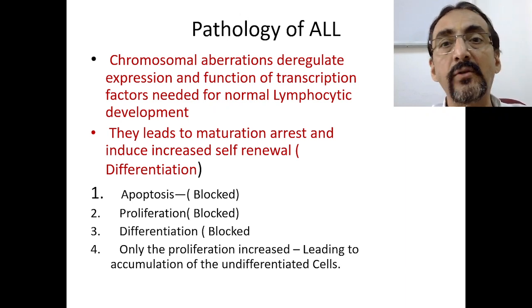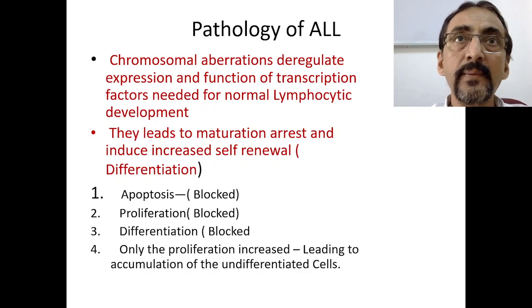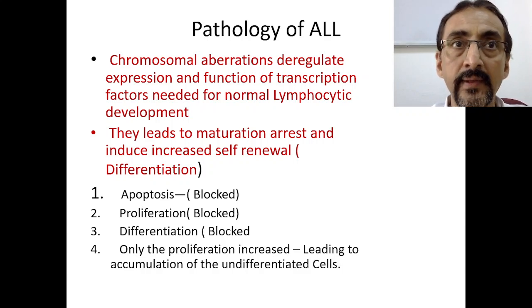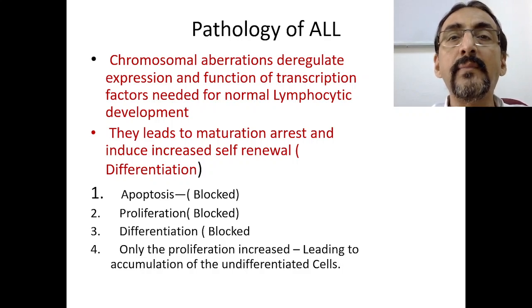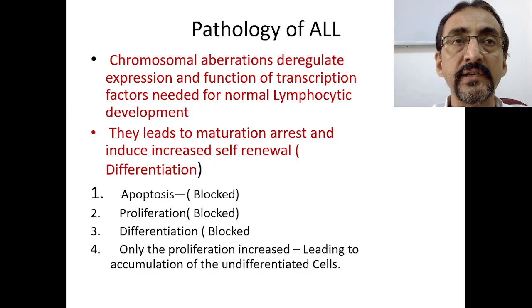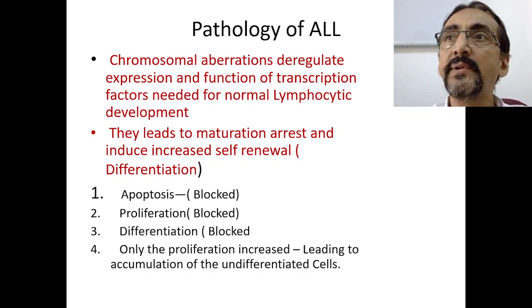In ALL, what is the pathology? The chromosomal aberrations deregulate the expression and function of the transcription factors needed for normal lymphocytic development. The problem, as I told earlier, is genetic. The genes responsible for carrying out normal leukocytic proliferation and normal cell division are malfunctioning or deregulated. As a result, leukocyte division or proliferation will not follow the normal rules accepted by our body. They follow their own rules. Therefore, the cell division becomes erratic and out of control.